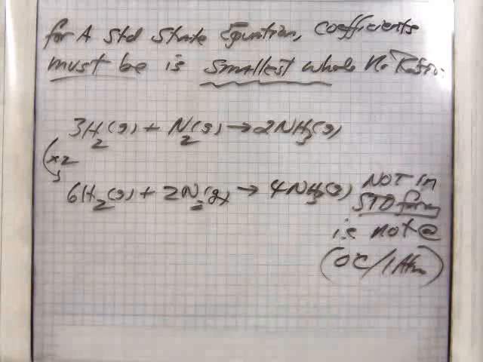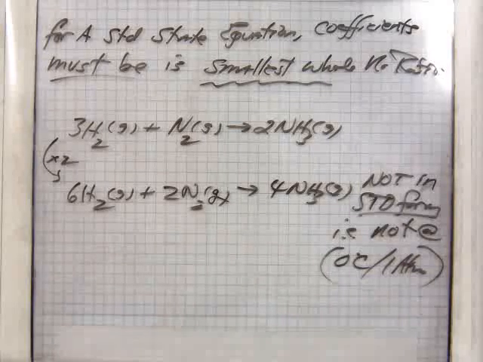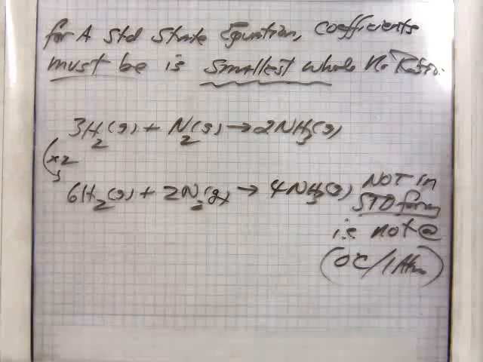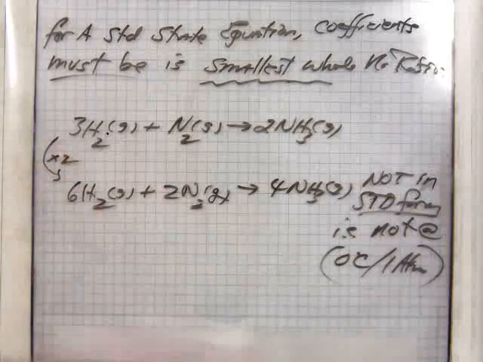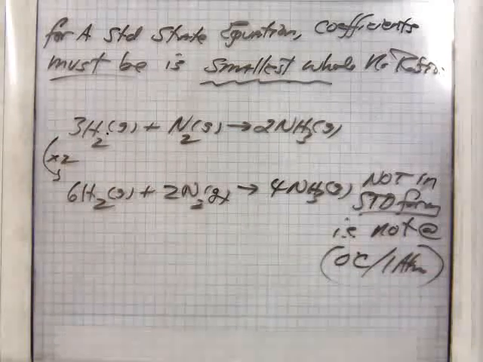That's the point. In the scientific community, when we say standard form, smallest whole number ratios as written is at 0 degrees and 1 atmosphere. Then you can go on and work all the problems based on that. But if the coefficients do not match that, it might be, but it's still not a standard state form. Okay.